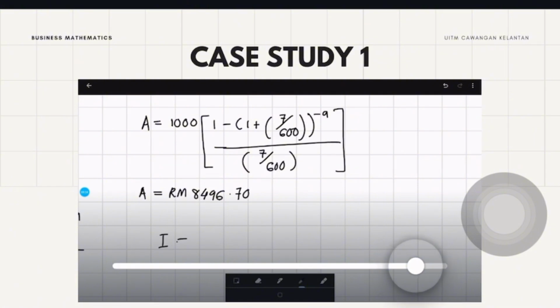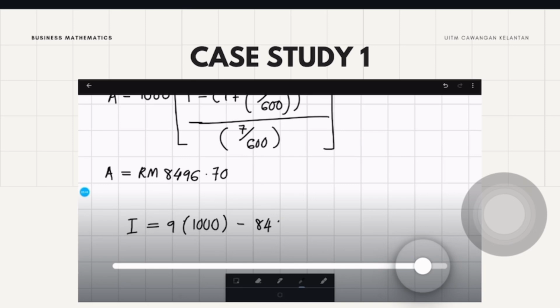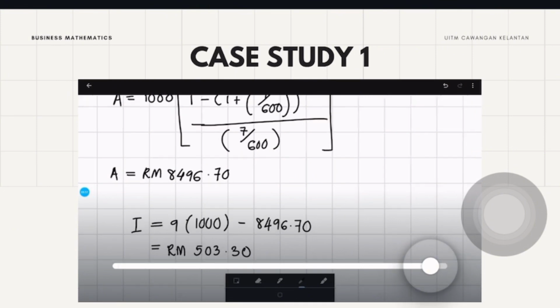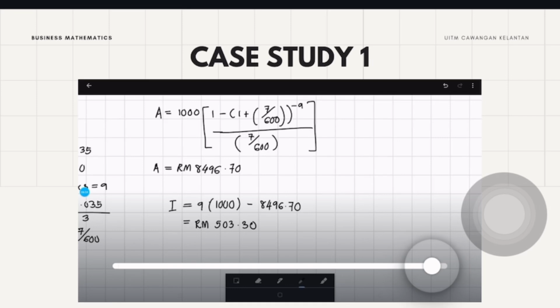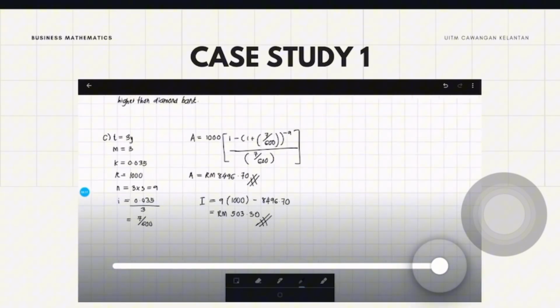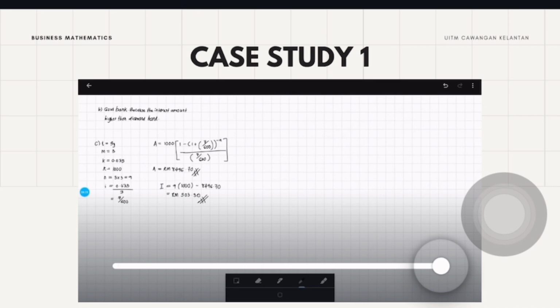8,496.70 ringgit. And then for our interest charge is 9 times 1,000 minus 8,496.70 ringgit, and that ends up with 503.30 ringgit. And that is it for question case study 1.